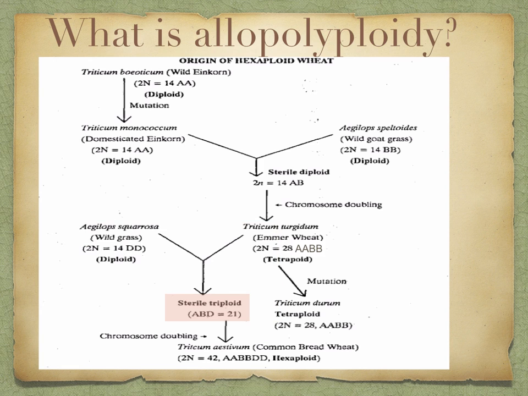How do you think the sterile triploid can reproduce? It can reproduce sexually if it undergoes chromosome doubling, and these chromosomes don't separate, so there's non-disjunction. So it's going to form the common bred wheat. Have a look at how many chromosomes there are in the bred wheat. This means that the common bred wheat's nucleus is bigger, so the cell is bigger and the plant is hardier.